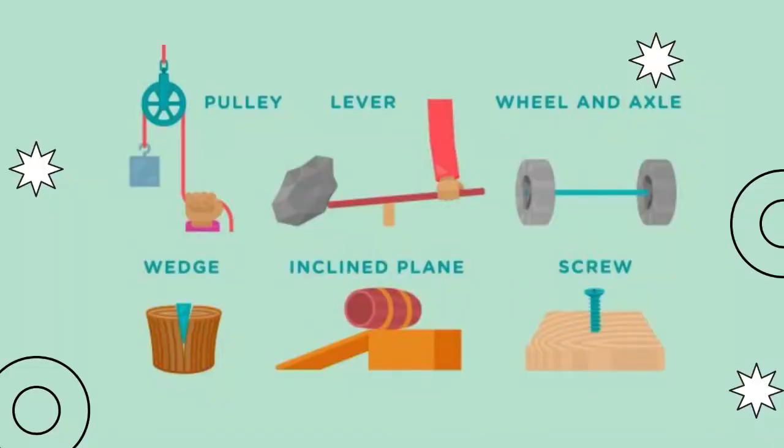Now that we have discussed the 6 kinds of simple machines, we can definitely say that science, such as simple machines, is around us. Let us repeat the simple machines that we have discussed. We have the pulley, lever, wheel and axle, wedge, inclined plane, and the screw.